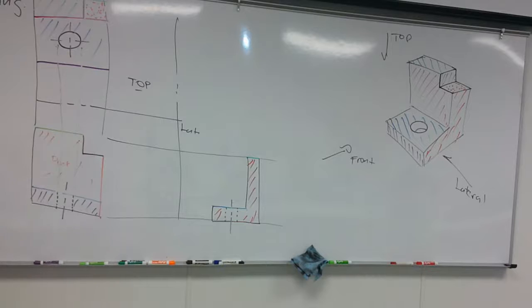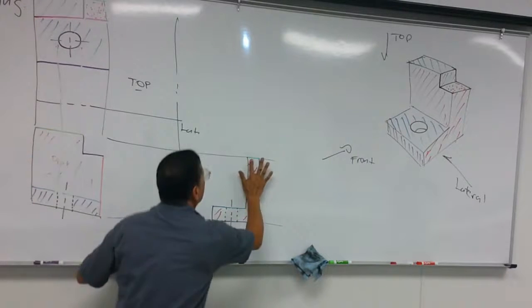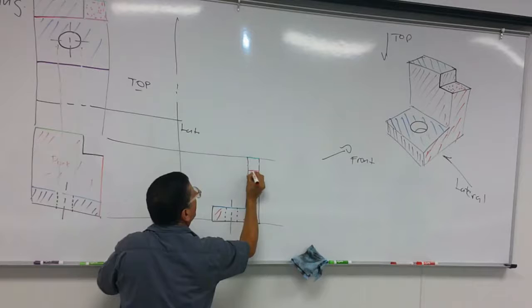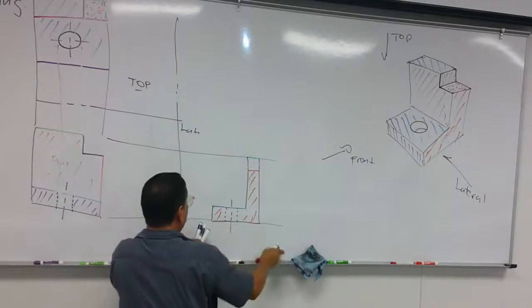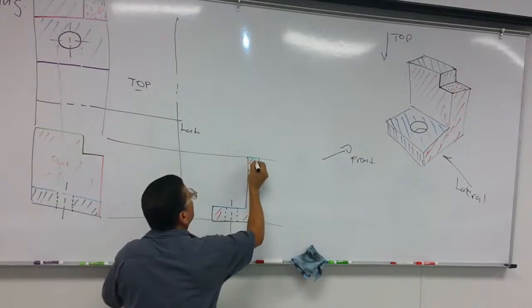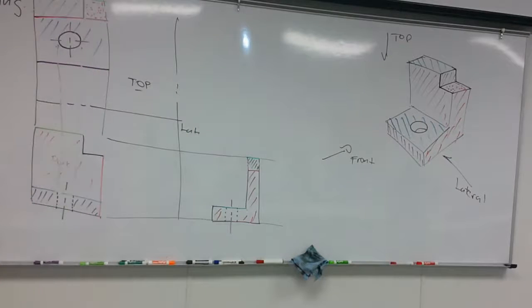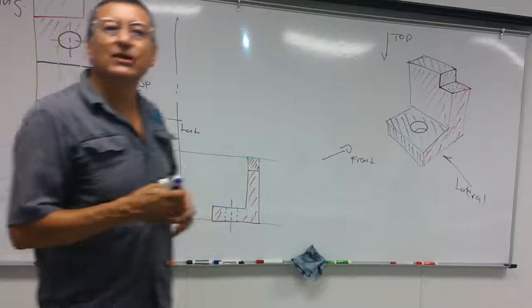What about that corner in the lateral? The black is here, and the red is here, no? The red is here, and this is black. Yes or not? Yes. You like it? Difficult? Those are orthographic projections.